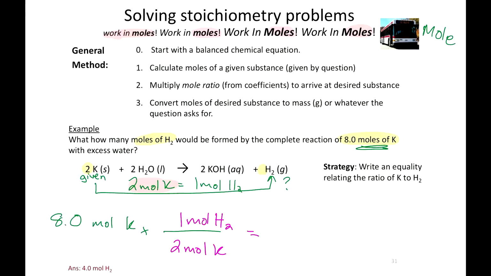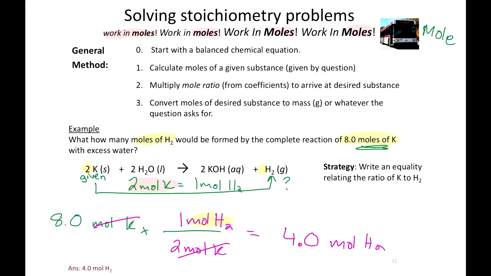Not just canceling the moles, but the specific substance. So we see, oh, moles of K cancel, moles of K cancel. So we get, oh, we make 4.0 moles of hydrogen because that's the unit that's left on top, right? So I'm being super specific with my unit and the identity of that thing. So in this case, 2 moles of potassium, 1 mole of hydrogen, right?